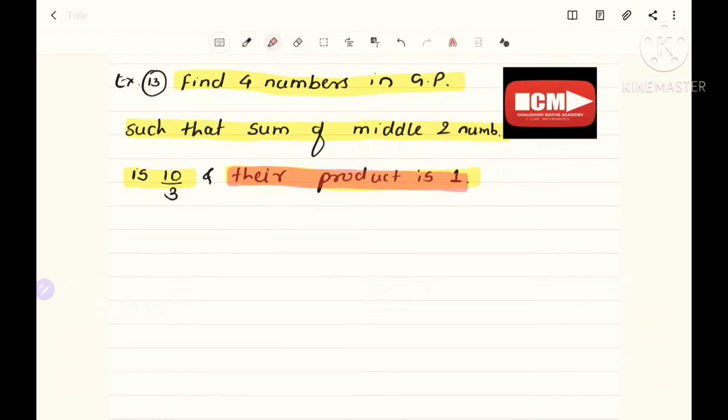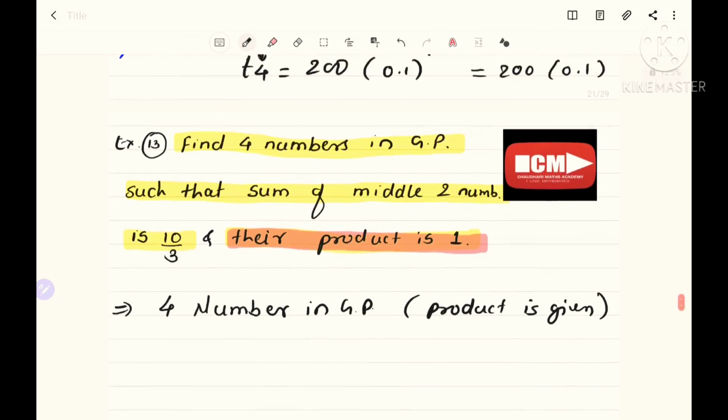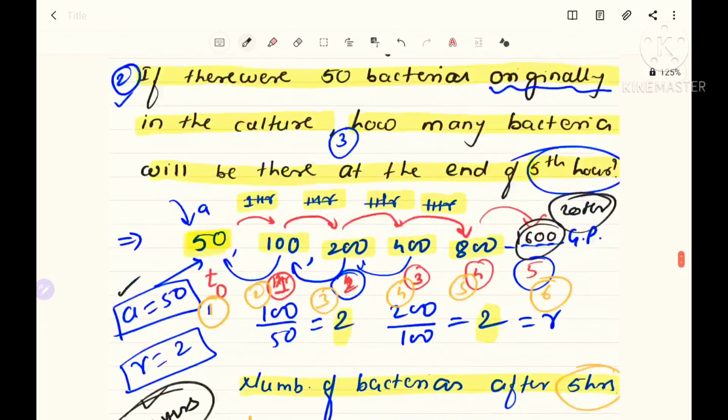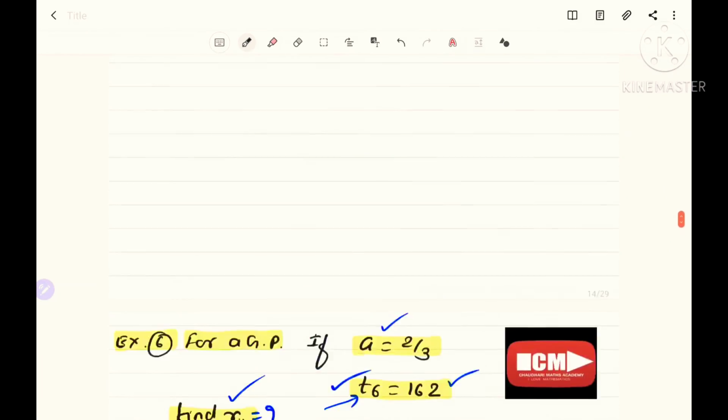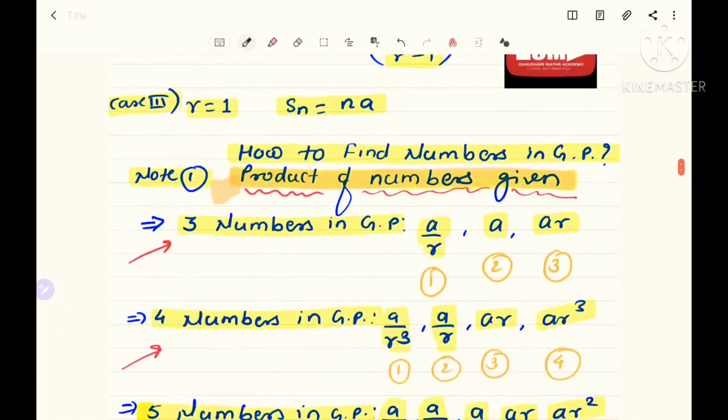Their product is 1. Now this question belongs to 4 numbers in GP. So let's try to select 4 numbers in GP where the product is given. If you observe the summary of geometric progression, friends, we already discussed this concept.